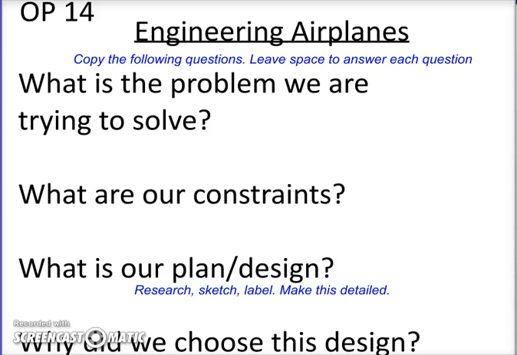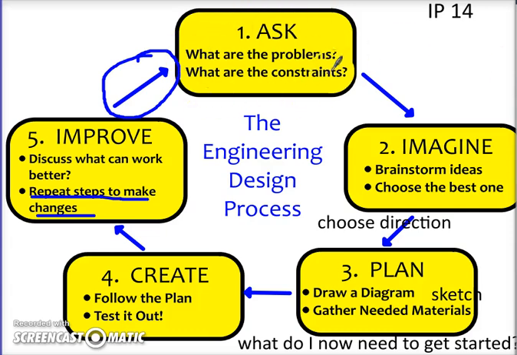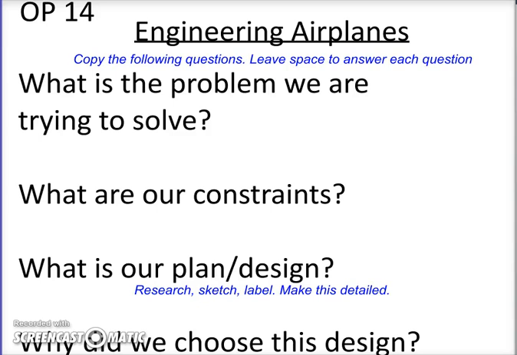Now, on OP14, you're now going to apply this engineering process to how you're going to engineer a paper airplane. So what you're going to do on OP14 is you're going to copy this title, and then you're going to copy these 4 questions. Make sure that you leave space in between the questions to have an answer for it. Number 1, what is the problem we're trying to solve? So you are going to start with step 1, asking the questions.